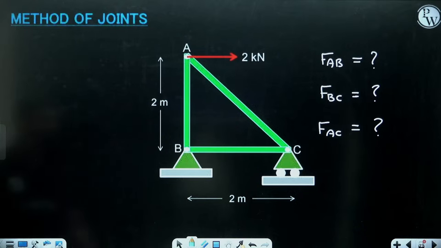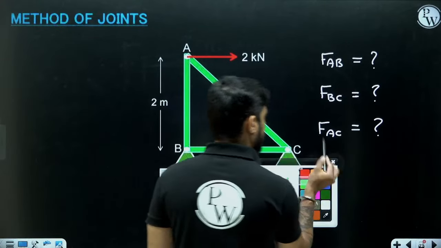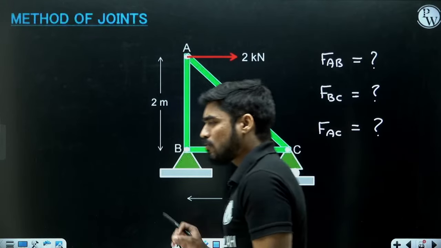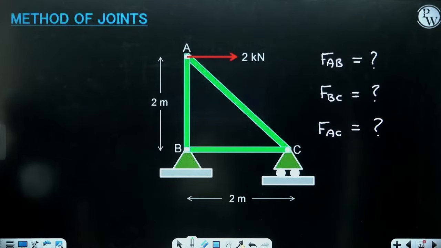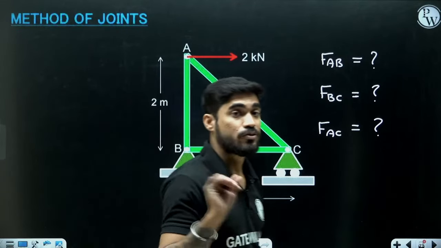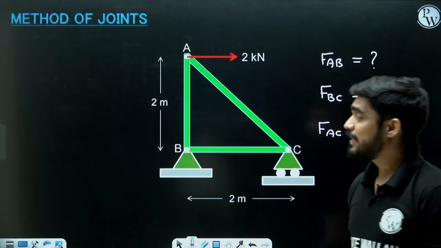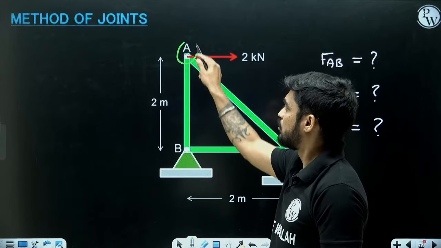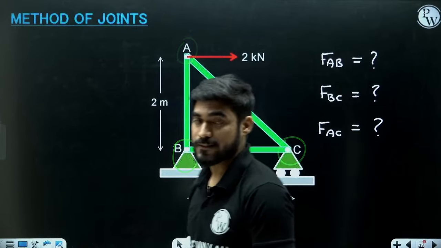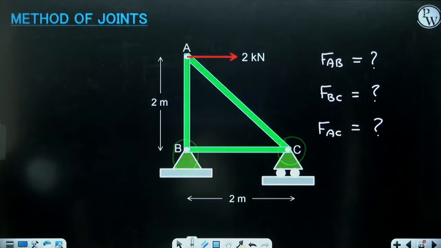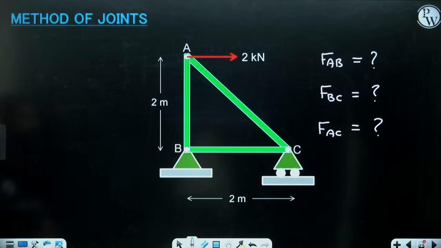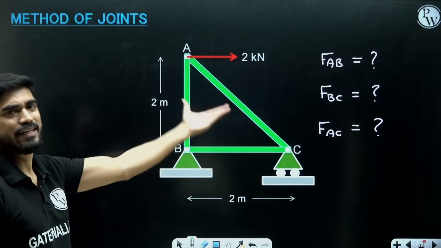Now, when it comes to the method of joints, you can only solve very simple problems using this. If there is a very lengthy truss, then you will not be able to use this, because here we need to apply the method of joints multiple times in some cases. So that's why in lengthy problems, we can't use this method. We'll only use this method when we have simple trusses like this, very basic types of trusses.